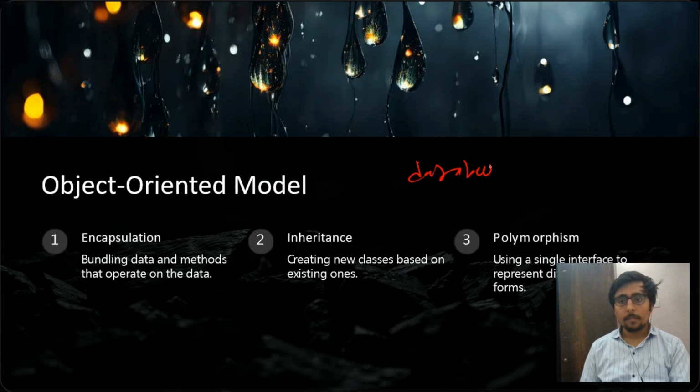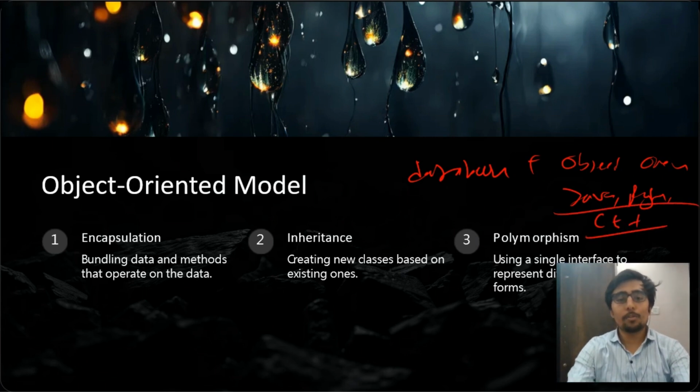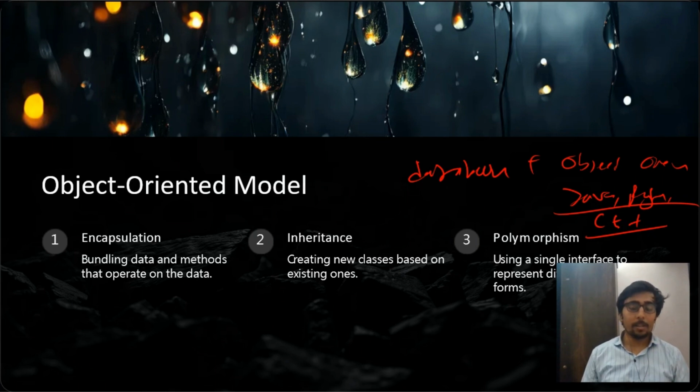Database, name some object oriented programming languages. You might have heard of Java, Python, C++. Python, of course, we'll be discussing in this series as well. So these are some of the object oriented programming languages that you must know if you have done programming, if you are from a technical background.